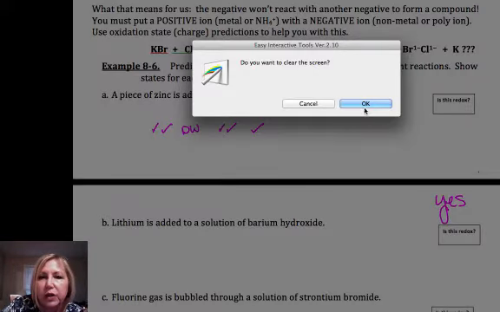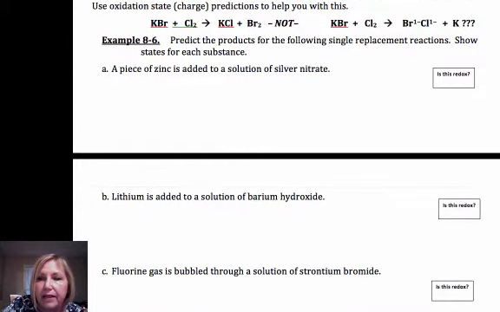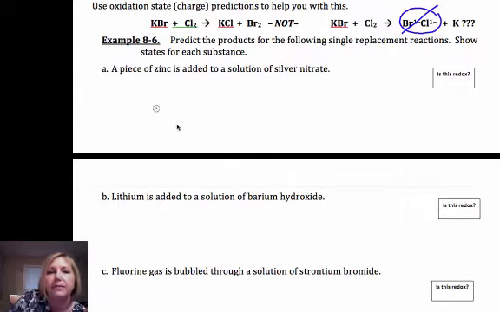Now, let's take a look at how we're going to do this. Bear in mind that the substances we're going to talk about are going to be changing oxidation numbers, and we have to make sure that we pair up the correct oxidation numbers. We don't put negatives with negatives.